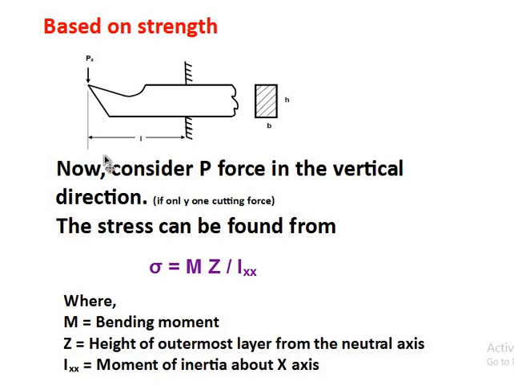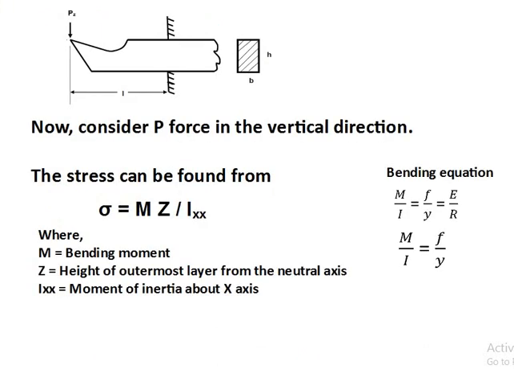That is, only one cutting force is considered. So the stress can be found from this relation: stress sigma is equal to M z divided by Ixx, where M means bending moment, z means height of the outermost layer from the neutral axis, and Ixx is the moment of inertia about this axis. Actually, this relation was obtained from the bending equation.